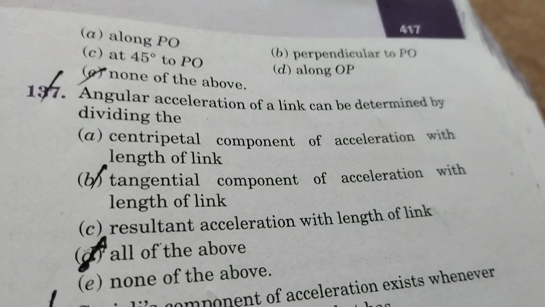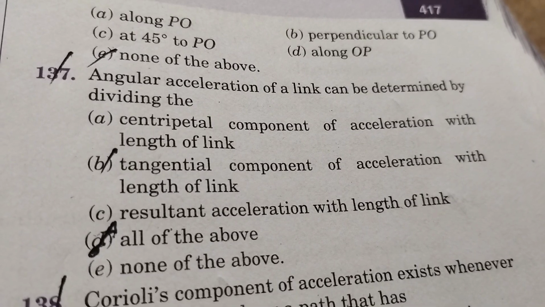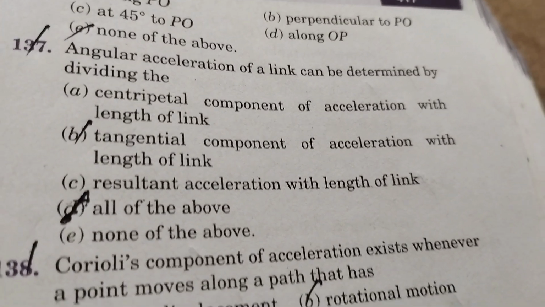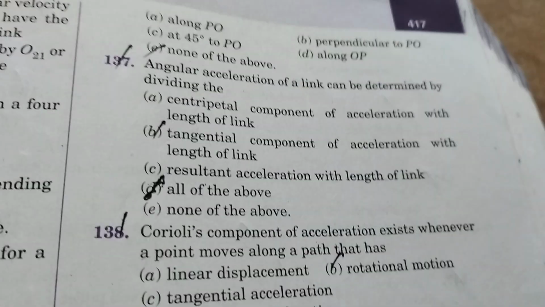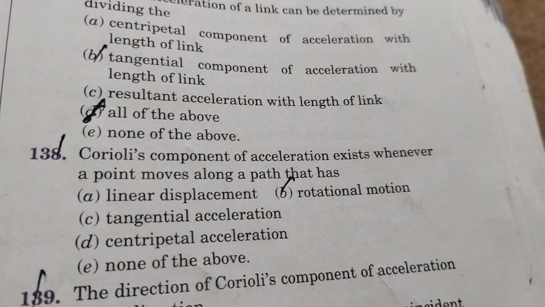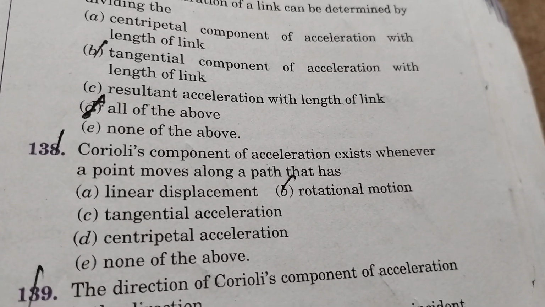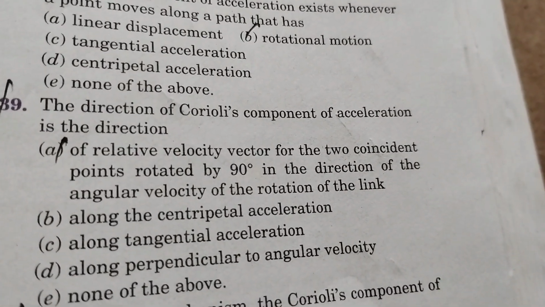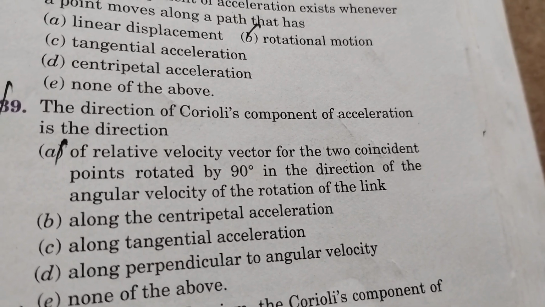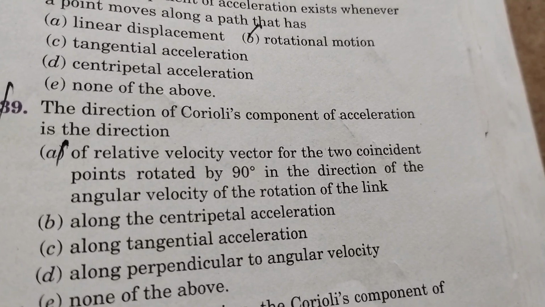Angular acceleration of a link can be determined by dividing the tangential component of acceleration by the length of the link. The Coriolis component of acceleration exists whenever there is rotational motion. The direction of the Coriolis component of acceleration is that of the relative velocity vector rotated by 90 degrees in the direction of the angular velocity of the link.